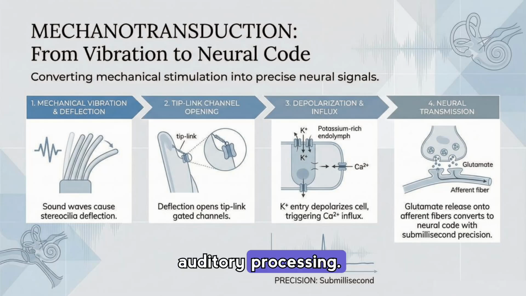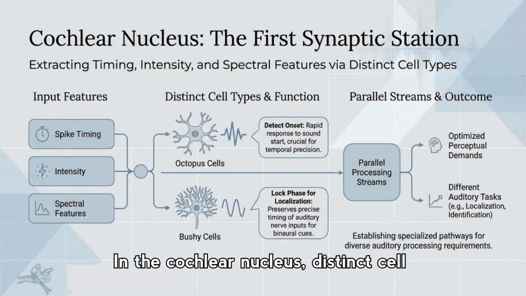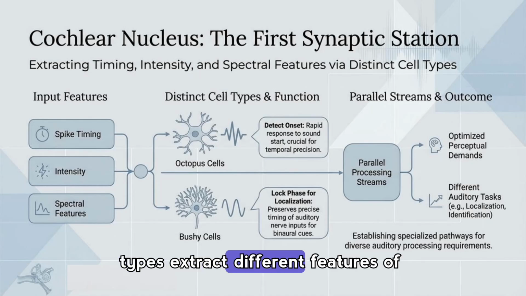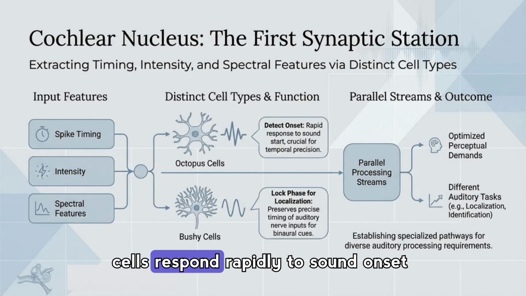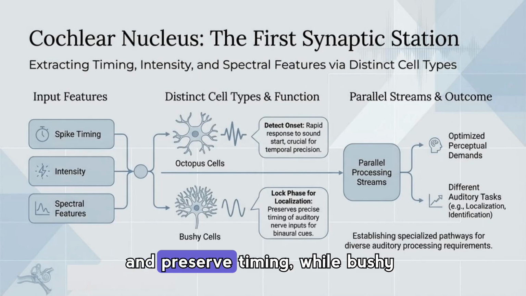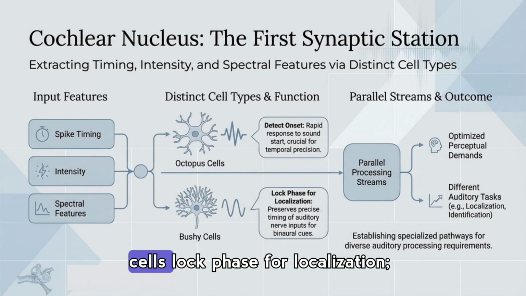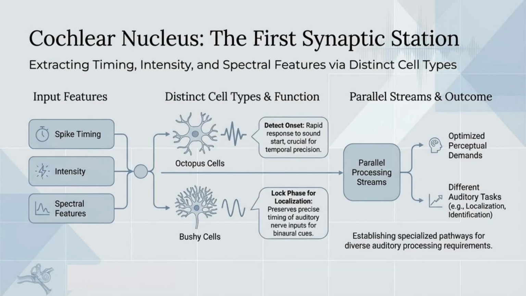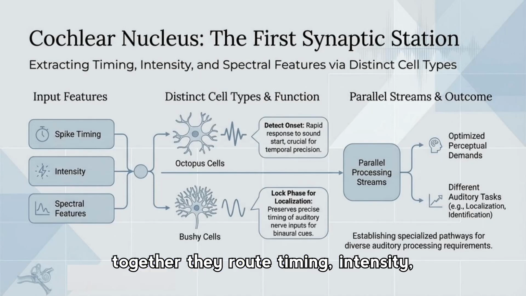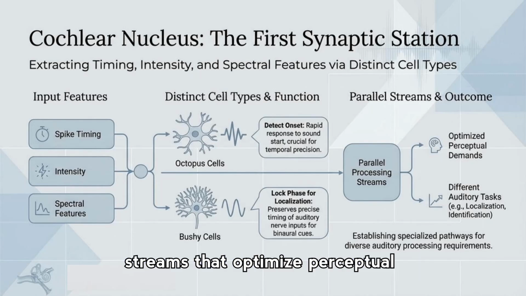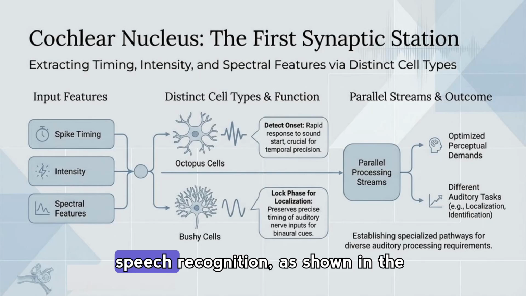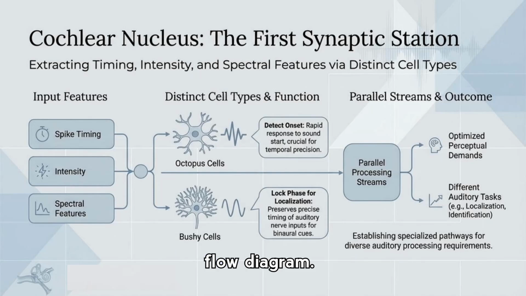In the cochlear nucleus, distinct cell types extract different features of the auditory nerve input. Octopus cells respond rapidly to sound onset and preserve timing, while bushy cells lock phase for localization. Together, they route timing, intensity, and spectral cues into parallel streams that optimize perceptual tasks like sound localization and speech recognition, as shown in the flow diagram.